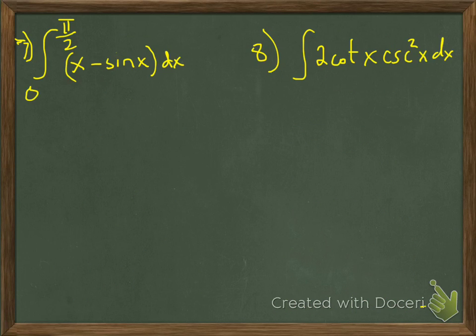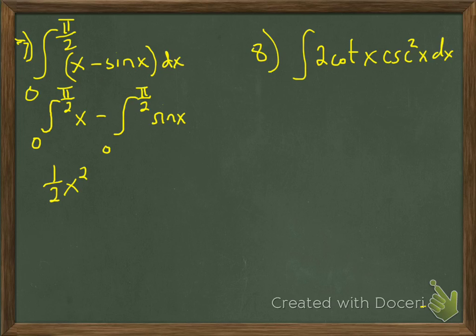Now we have one that is not a chain rule. It's two separate functions. So we separate it using our sum and difference of integrals rules, which say sums and differences can be written as two separate integrals. Integral of x, raise it by 1, divide it by 2. Integral of sine is negative cosine.